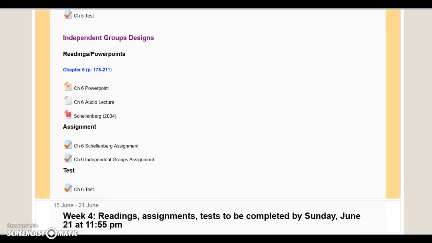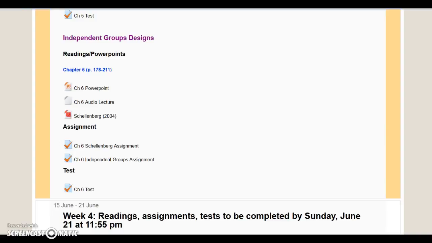The next chapter is independent groups, which is where we're going to come back to the concepts like independent and dependent variables that we covered in the very first week of class. I said those were important. This is coming back to haunt you. So be sure to review those if you really weren't sure about them.